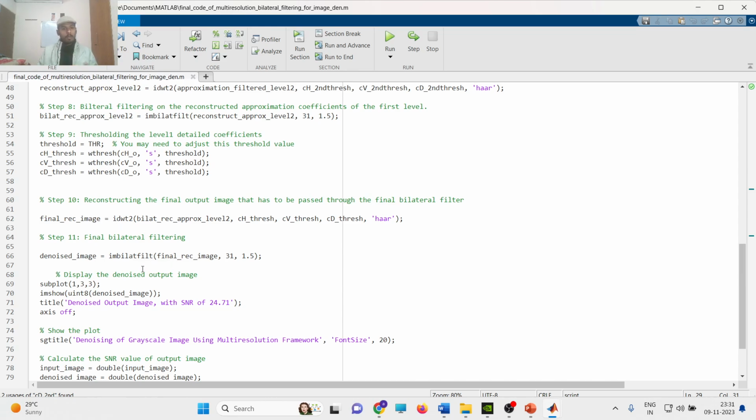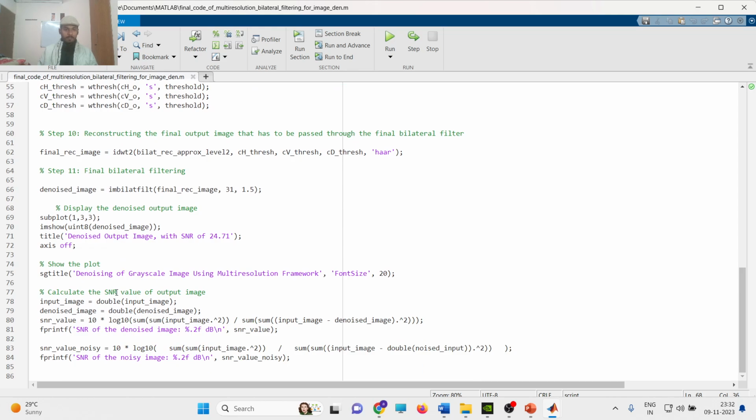And the last stage was to apply bilateral filtering to this finally reconstructed image. This is what we are doing here, applying the bilateral filtering to the final reconstructed image. And the sigma R and sigma D values, we have kept the same throughout. And here we get our denoised image. Once again, these are the plotting commands which plot the denoised image.